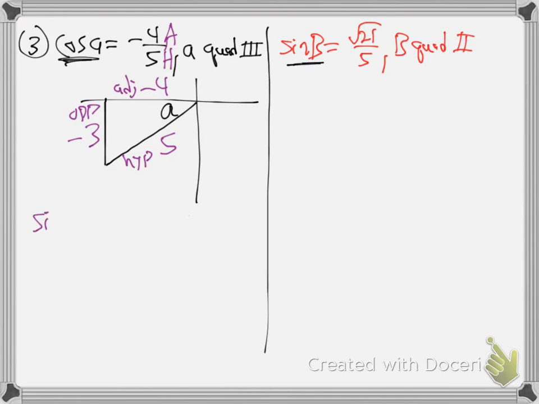Now we need the sine of A. So SOHCAHTOA, sine is opposite over hypotenuse. So -3 over 5. There's the sine. That's all we need out of that triangle. I'll show you why in a second. We good so far?